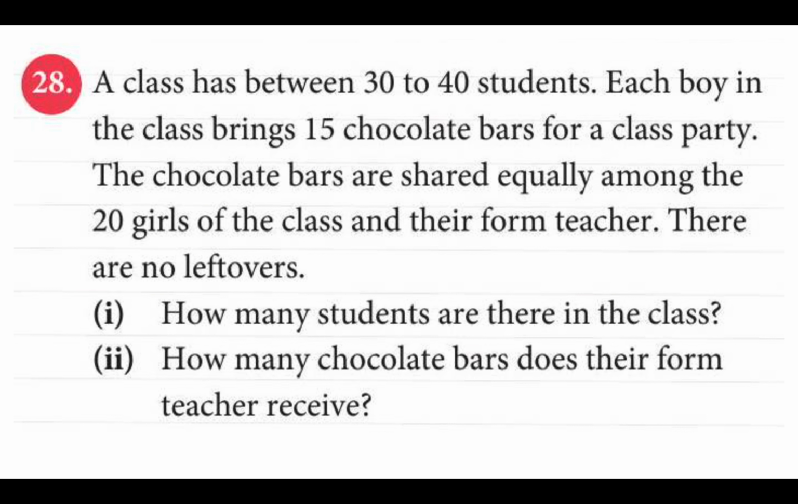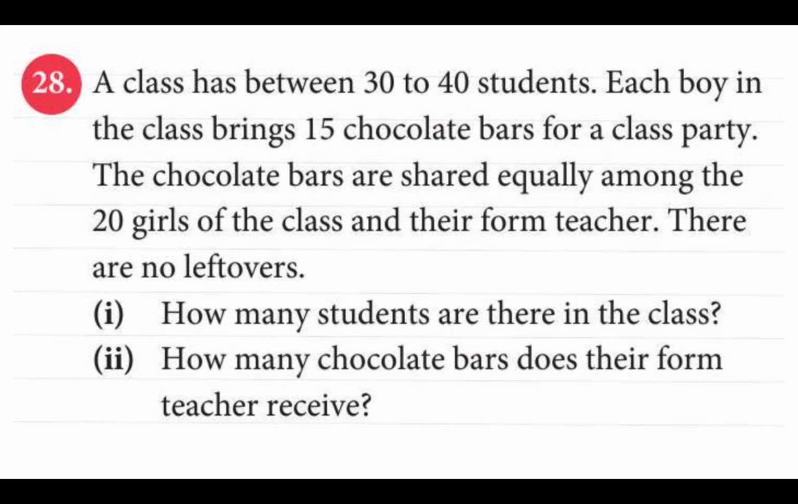Right, one more. A class has between 30 to 40 students. Each boy in the class brought 15 chocolate bars for the class party. The chocolate bars are shared equally among 20 girls of the class and their form teacher. There are no leftovers, right? So how many students are there in the class? So what's happening is we know that there are actually 20 girls. We need to find out how many boys, right? If we know how many boys, then we will be able to know how many students.